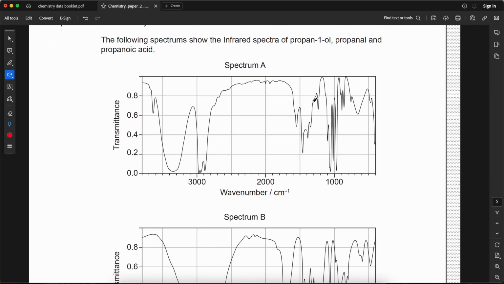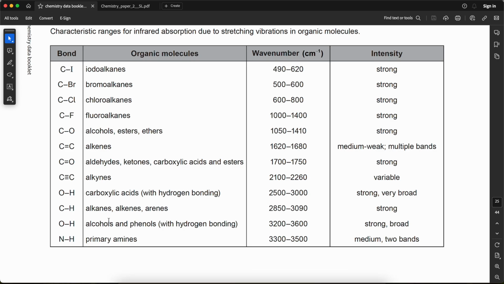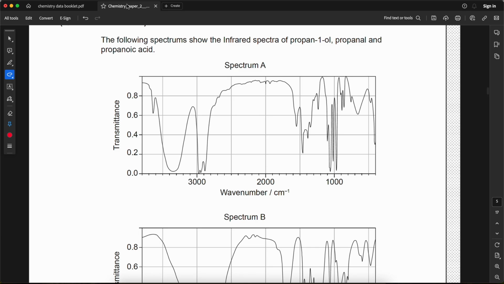The following spectra show the infrared spectra of propanol, propanal, and propanoic acid. If you can see here, 3000 for propanol. In the data booklet, propanol, which is OH, 3200 to 3600. So that would be OH, 3200 to 3600, and nothing else.